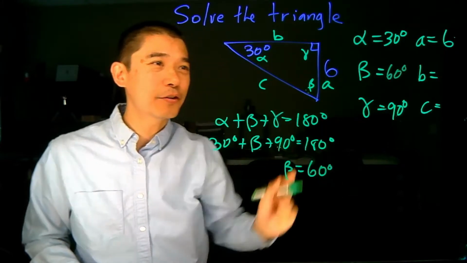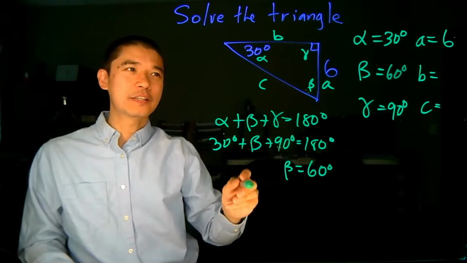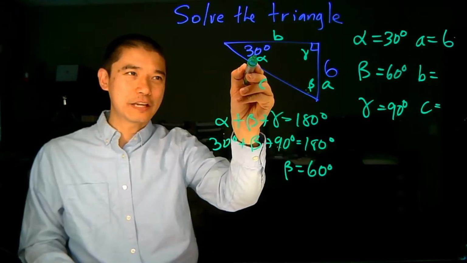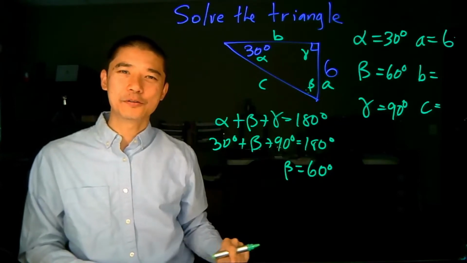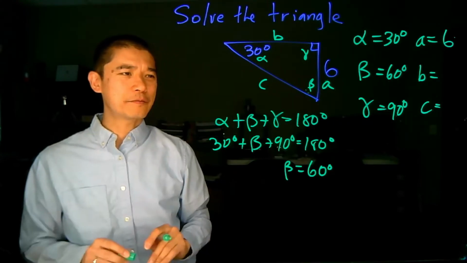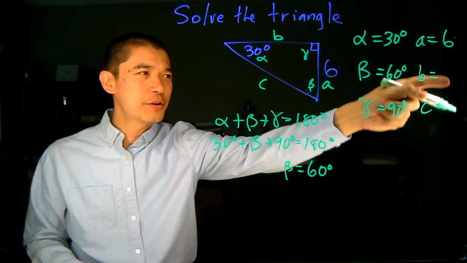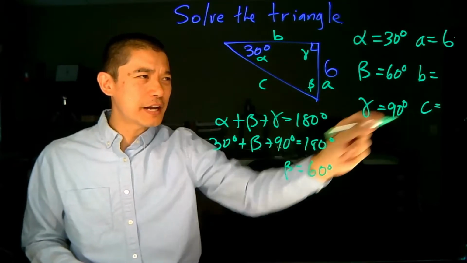Now you might have also been able to recognize that this is a 30, 60, 90 triangle just from these two angles, knowing that it's a 30 and 90 there. But this is how we would do it in general, just in case it's not one of those known triangles. So that's the first part of this. We now have all three angles. We need to work on the other two sides now.